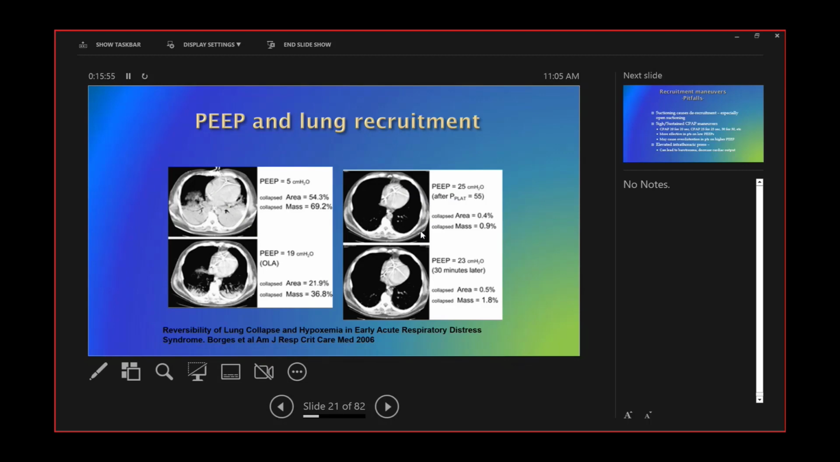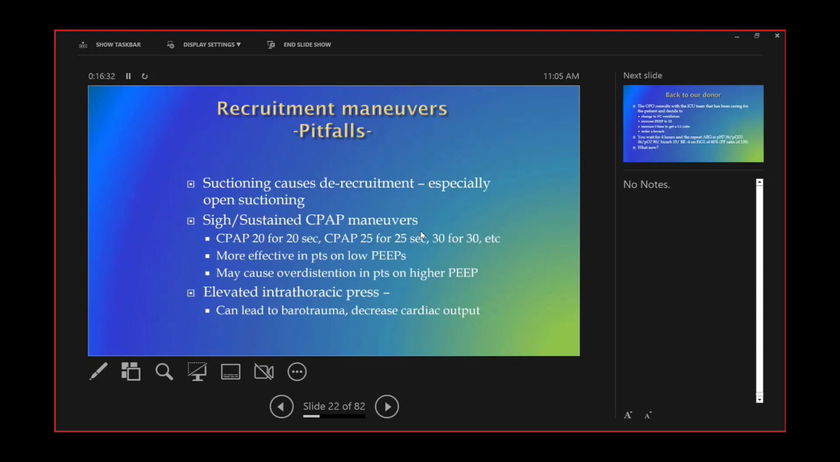The PEEP in the left upper corner is on a PEEP of 5. And what they did in this study is they looked at CT scans and they looked at the area of collapse and the mass of collapse based on the colorimetric changes on the CT scan. And they showed that if you put somebody to a PEEP of 19 and you leave them there for a little bit, you can drop that mass significantly. If you go up to 25, you can completely eliminate both the areas of alveolar collapse and you can eliminate the mass that's collapsed in the lungs. And then if you turn their PEEP down to 23, 30 minutes later, you can also see that it maintains itself. So this is just showing that CPAP is an effective maneuver for trying to recruit lungs.